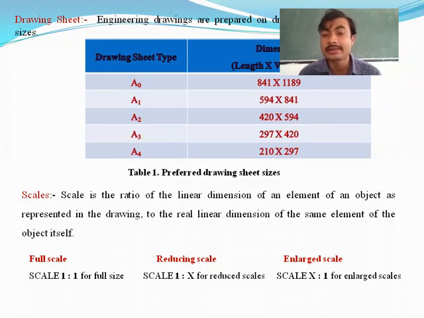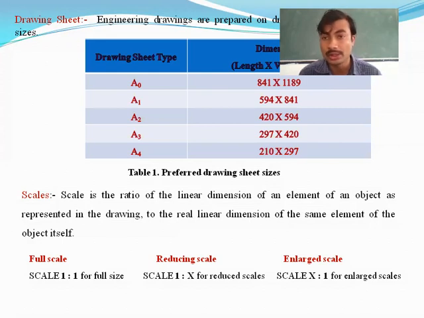The next one is enlarged scale. As the name itself indicates, enlarged. Enlarged means big in size. X is to 1. Whatever may be the value of x, it may be 2, 3, 4, 5, like that. Suppose if the size of the object is, let us assume, 20 mm, if it is 2:1 scale, then we will draw that one on the drawing sheet as double, that is 40 mm. If the size of the object is 50 mm, we will draw that one onto the drawing sheet as 100 mm.